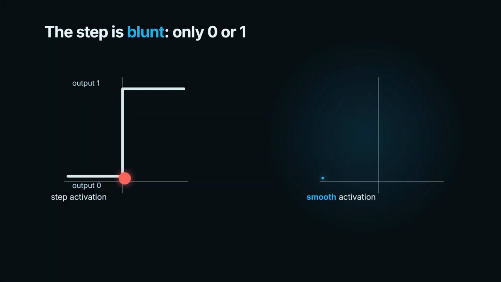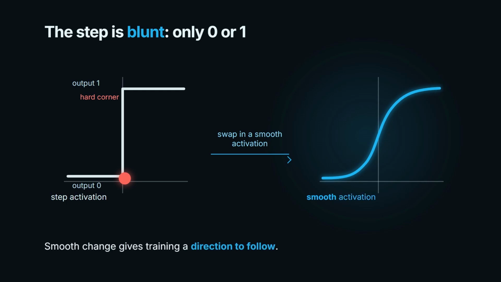The step function is honest, but blunt. It only ever says 0 or 1, and it has a hard corner that makes it useless for the gradient-based training we will meet in Part 3. So in practice, we swap it for a smoother activation.